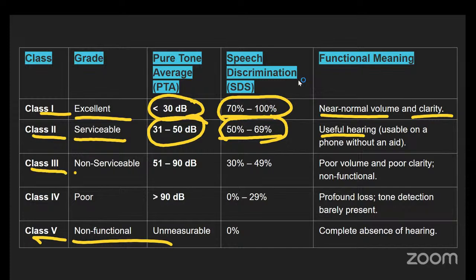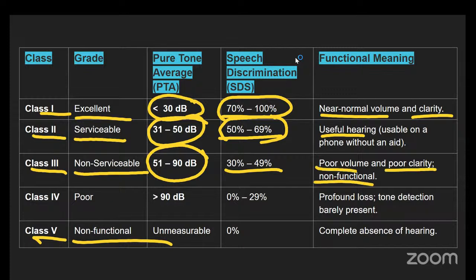Class 3 is non-serviceable. How much is the loss? The loss is 51 to 90 decibels, and the speech discrimination score is 30 to 49%. Poor volume and poor clarity. Like if somebody has network issues right now, they would only hear partial things, and that too would probably sound like gibberish. Class 4, the grade is poor.